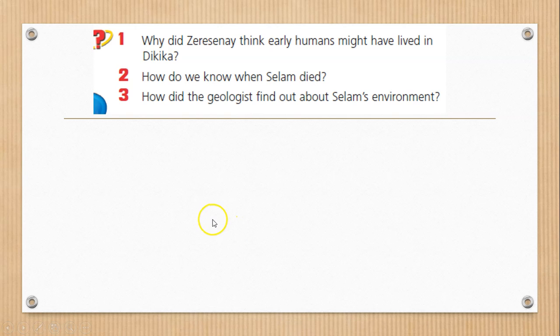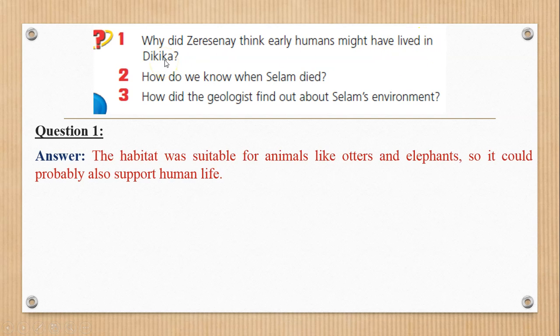Let us answer the textbook questions. Why did Zeresenay think early humans might have lived in Dikika? It's because the habitat was suitable for animals like otters and elephants, because they found the remains of otters and elephants there. So it could probably also support human life.